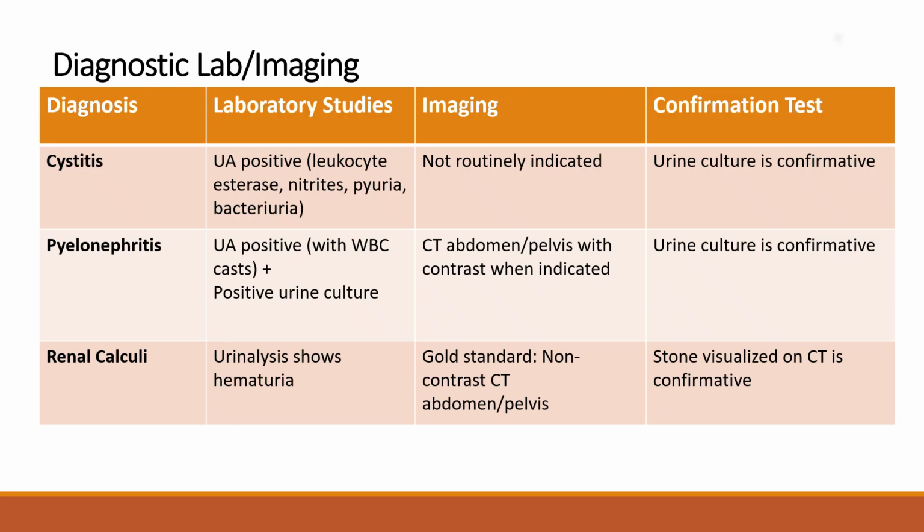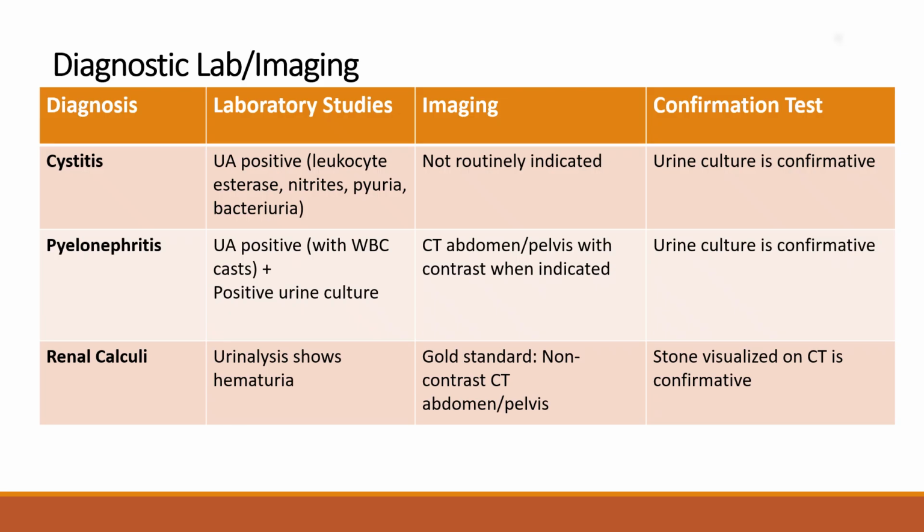Urine culture is the definitive test for identifying the causative organism and is typically reserved for recurrent, complicated, or atypical cases. For pyelonephritis, we obtain both UA and urine culture. Pyuria, bacteriuria, and positive nitrites may also be present. However, the presence of white blood cell casts supports upper urinary tract involvement and helps differentiate pyelonephritis from cystitis. Urine culture helps confirm the infection and guides antibiotic selection.